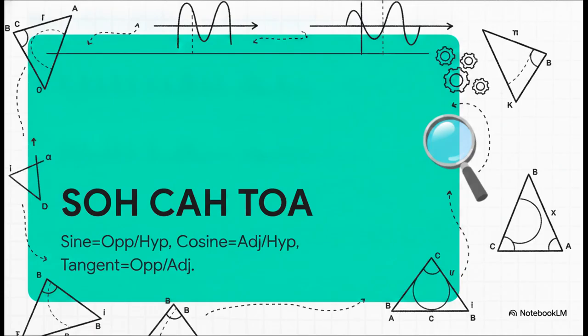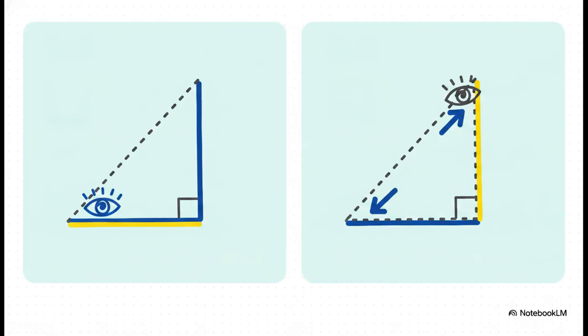It breaks down perfectly. SO stands for sine equals opposite over hypotenuse. CA tells us cosine equals adjacent over hypotenuse, and TOA means tangent equals opposite over adjacent. Just by keeping these three simple ratios in your back pocket, you can completely connect the dots between degrees and distances.